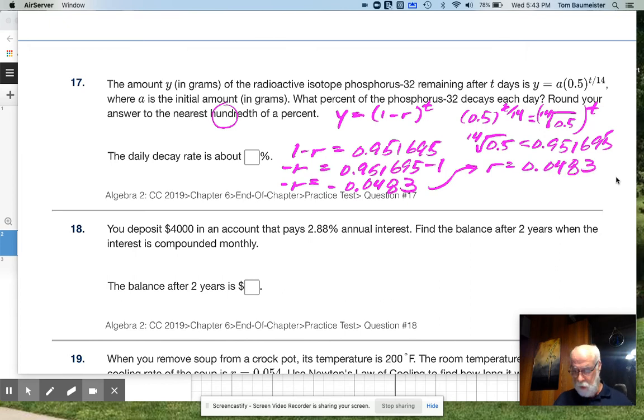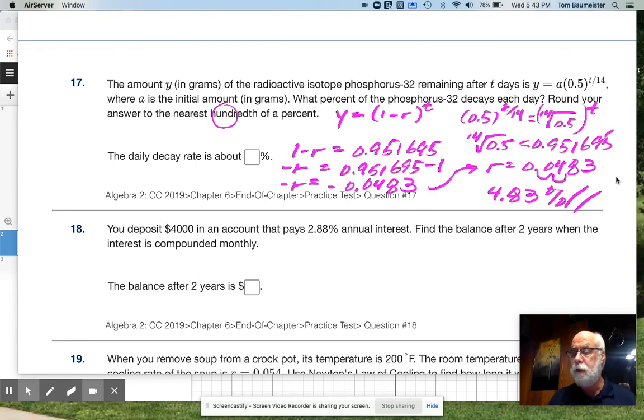And again, I have to change that to a percent. So change that to a percent. I'm going to move it 2 decimal places. So I'll get 4.83%, which is, again, that's to the nearest hundredth. Hundredth is 2 decimal places.